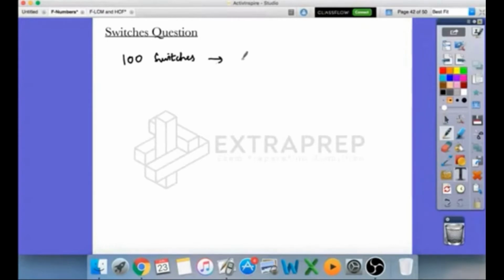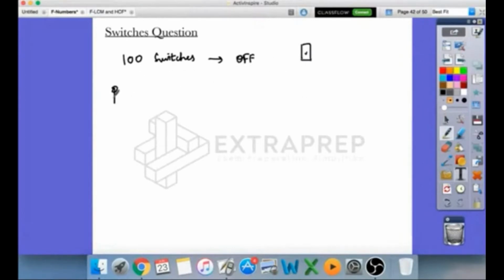Okay, which are in off position. And you know how a switch works, right? If there's a switch and you press it, it turns on. You press it again, it turns off. You press it again, it turns on. So there are 100 switches in a line and all are in off position.